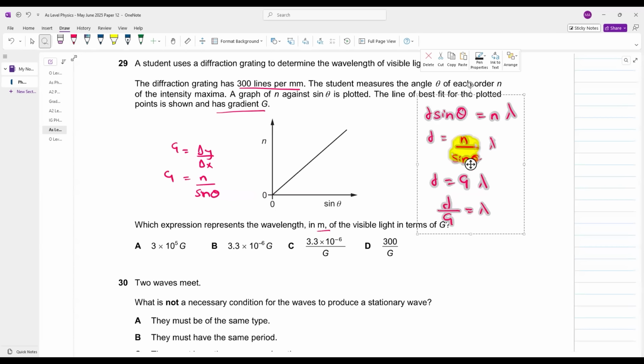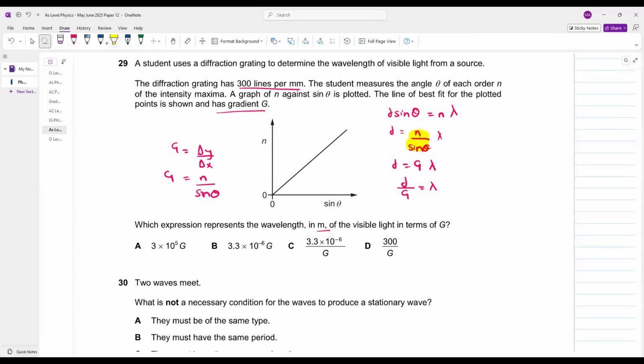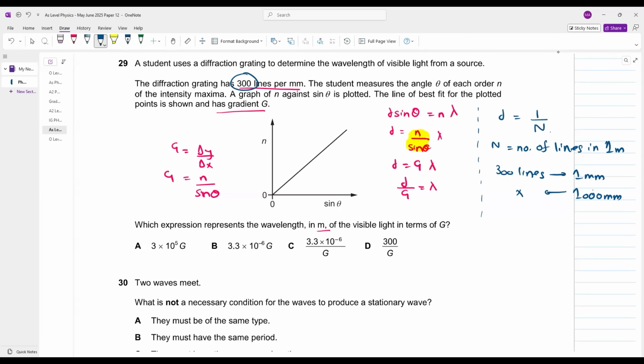Now, how will you calculate the value of d? That's the entire mystery here. d is your grating constant. How do you calculate d? d is equal to 1 divided by capital N, where capital N is the number of lines in 1 meter. If you have 300 lines in 1 millimeter, how many lines will there be in 1 meter or 1000 millimeters? Calculated, it comes out to be 300,000. This is your capital N.